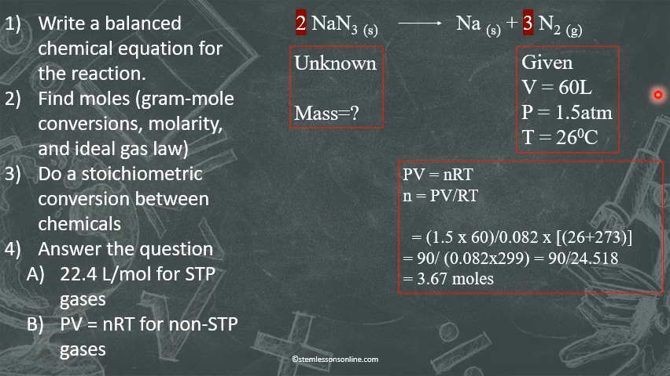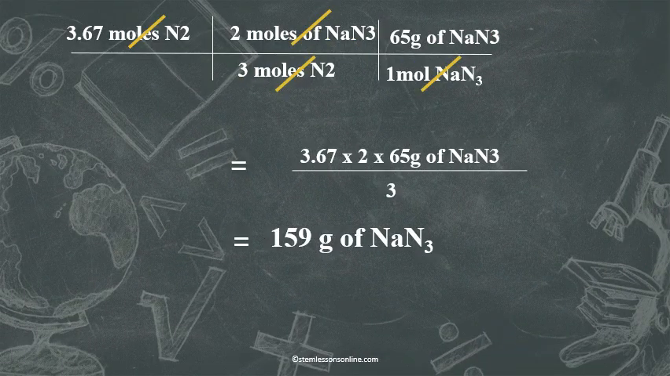And then what we will do next is a stoichiometric conversion. So what is the relation for 3 nitrogen to NaN3? Therefore, for 3.67 moles, how many? We can do that by using dimensional analysis if you would like. So for 2 moles of NaN3, we have 3 moles of nitrogen. And we got by calculation 3.67 moles of nitrogen from the given data. And we know for each 1 mole of NaN3, we have 65 grams of NaN3. When you calculate the molar mass, you will get that.